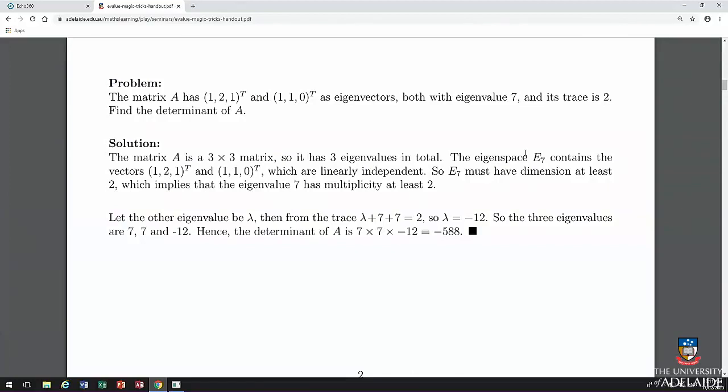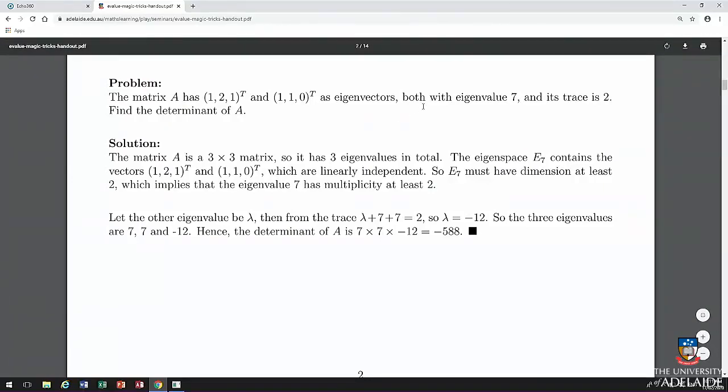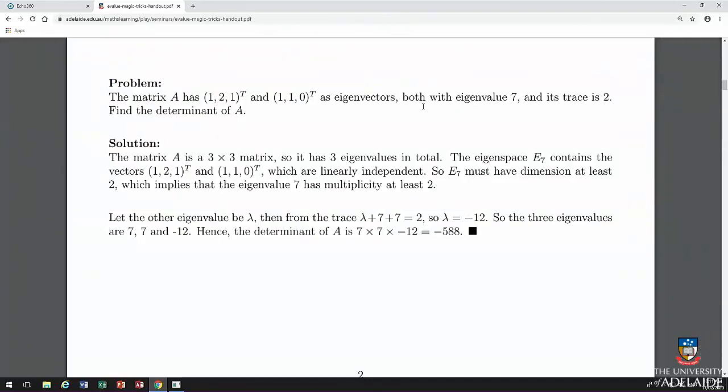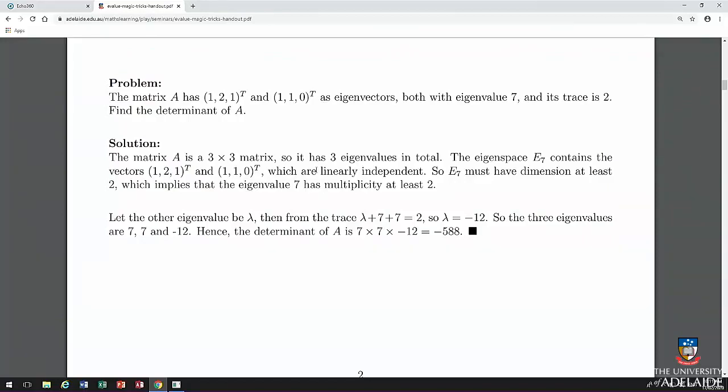So I know that A times (1, 2, 1) and A times (1, 1, 0) both come out to 7 times those original vectors because they're eigenvectors. And the trace is, which means, well, here we go. It's a 3 by 3 matrix. It has 3 eigenvalues in total. The eigenspace E7 contains both of those vectors, which are linearly independent, which means E7 must have dimension at least 2. Which means that the eigenvalue has to have multiplicity at least 2.